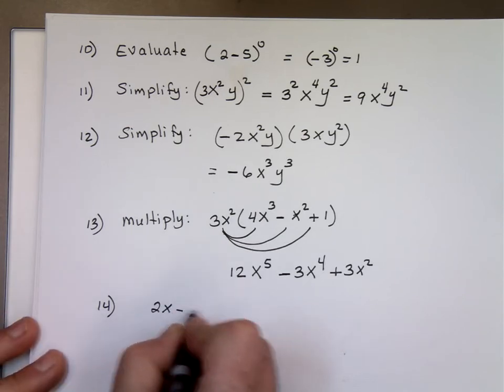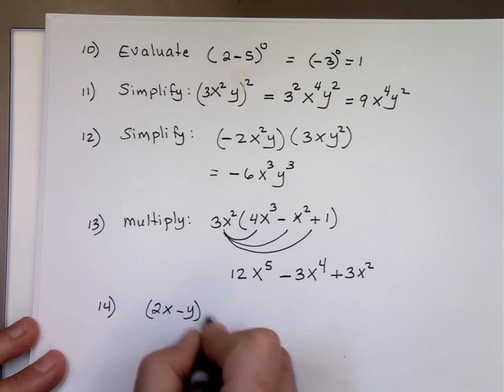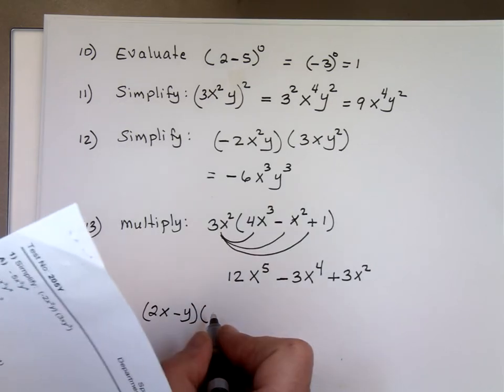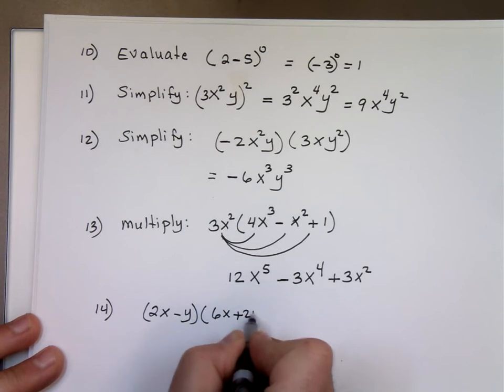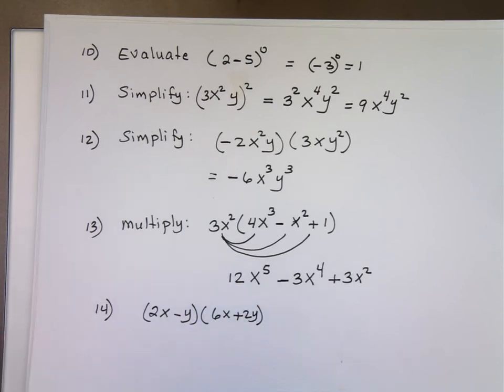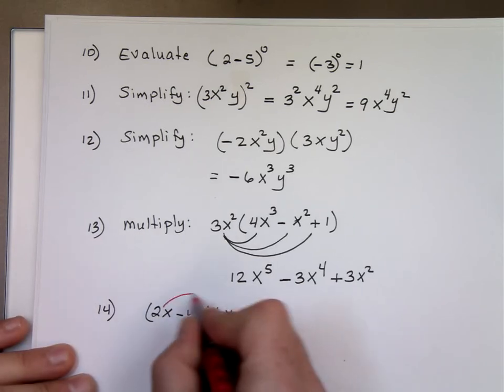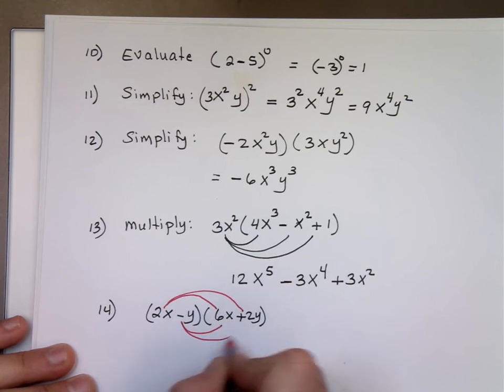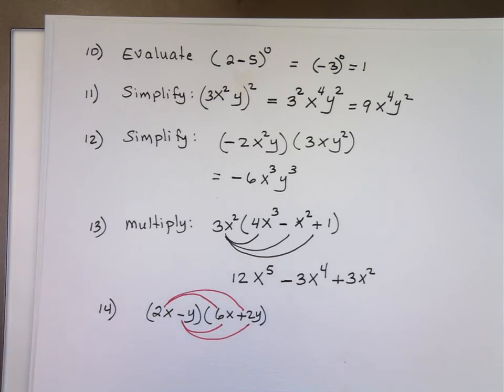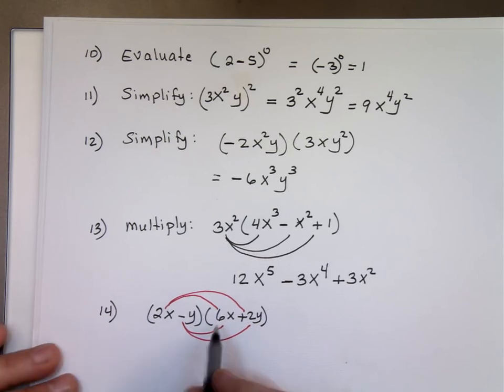Multiply. We're going to multiply these. What method are we going to use here? FOIL, very good. The FOIL method. What is 2x times 6x? 12x squared.